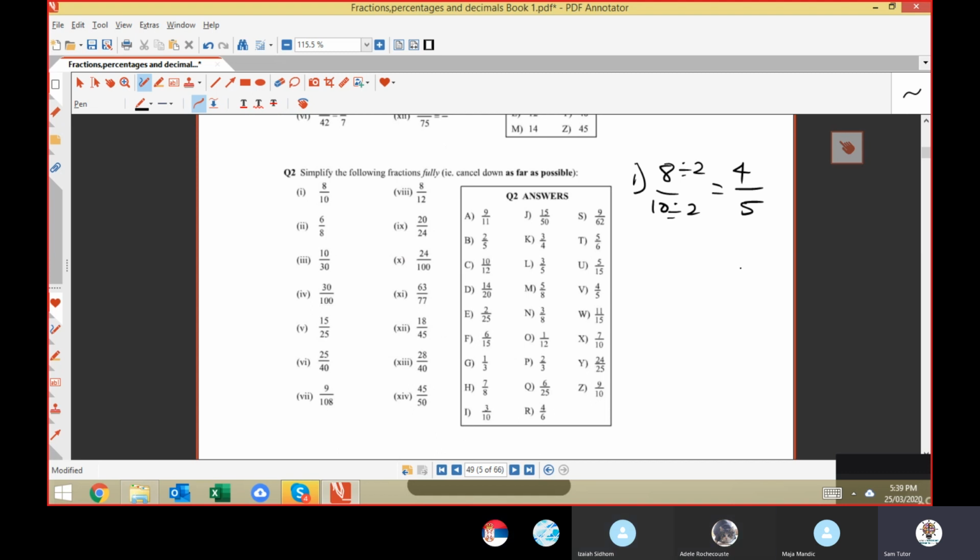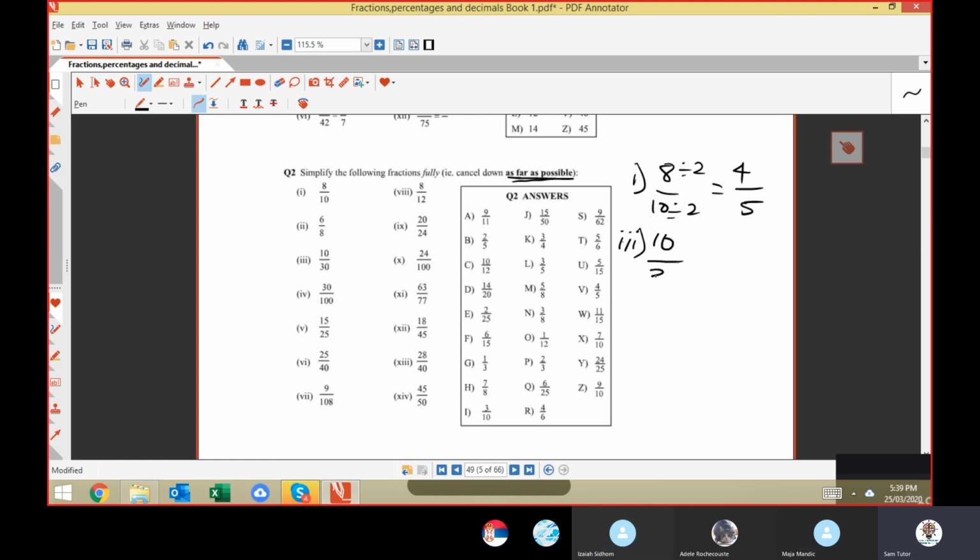Does that make sense to everybody? Yeah. And remember, it's got to be as simple as possible, right? As far as possible. What we mean by as far as possible is, can you divide 4 and 5 by any numbers to simplify it any further? No, you probably can't. Can you simplify 4 and 5 down any more? No. Yeah, that won't work.